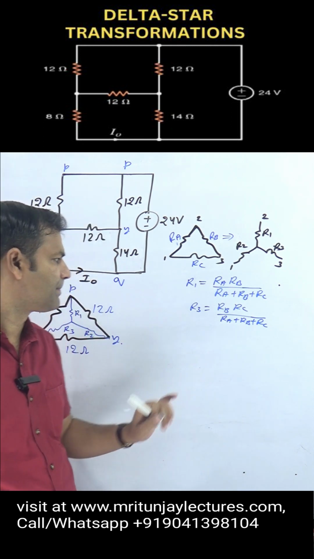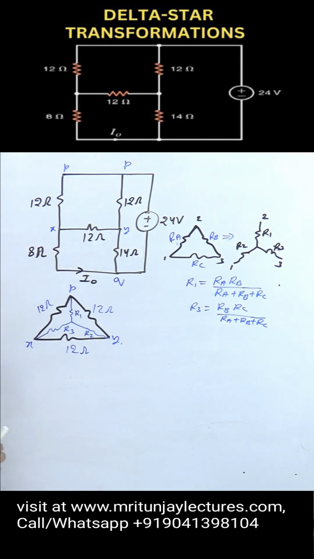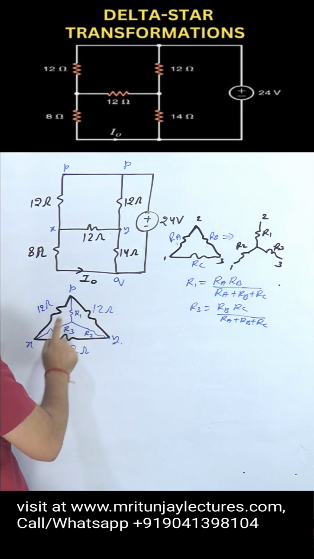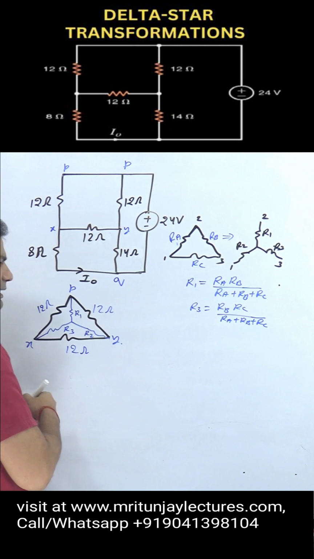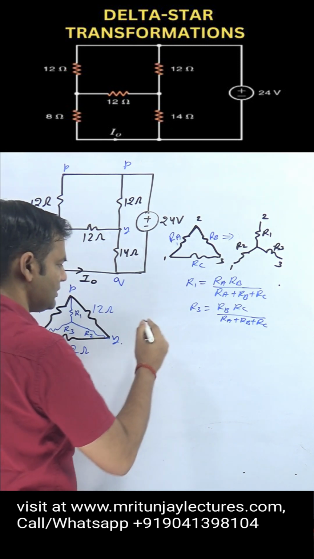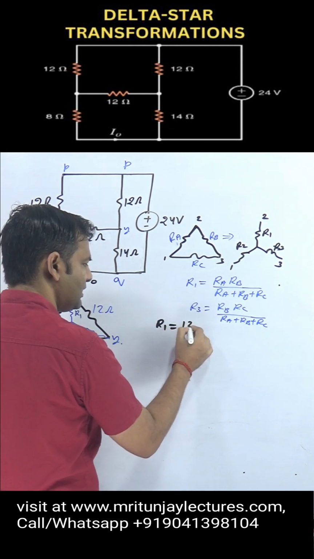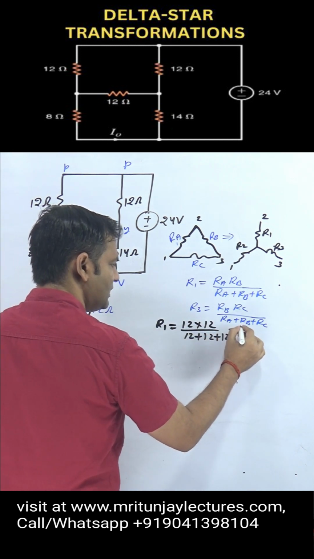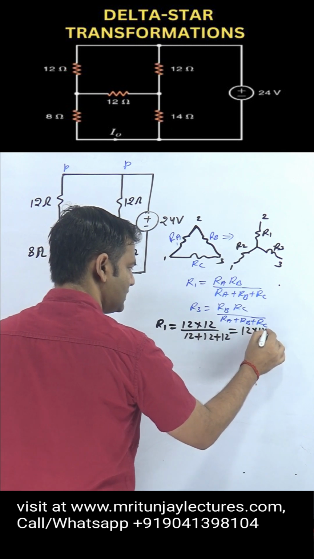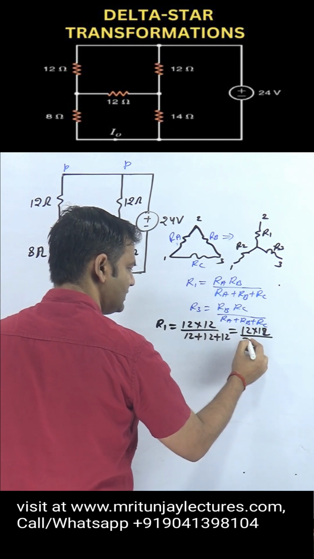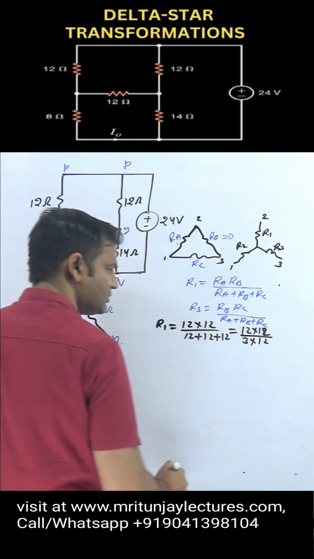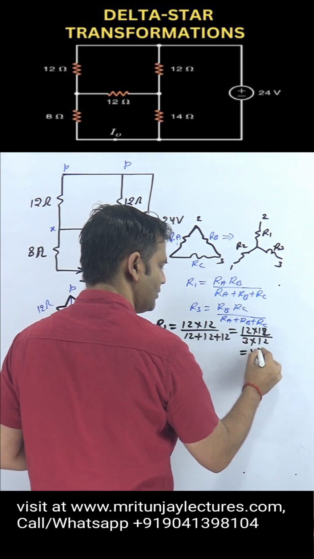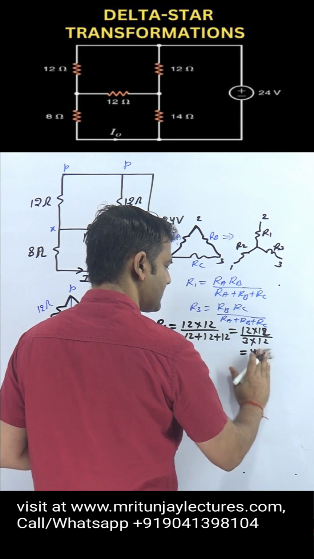So how can we use this? First of all, what about here 12, 12, 12? So R1 is 12 into 12 divided by 12 plus 12 plus 12. That is 12 into 12 divided by 3 times 12. So that is 4 ohm. Clear or not?